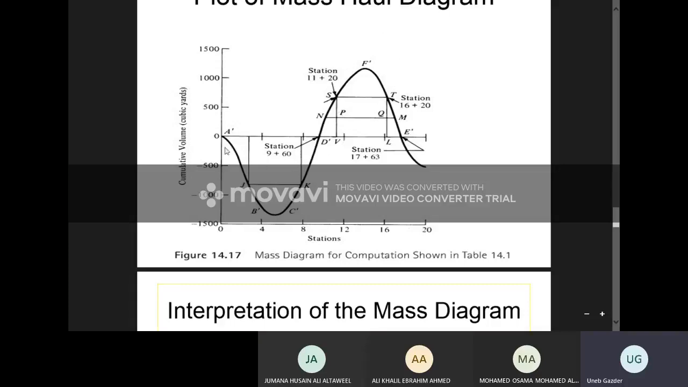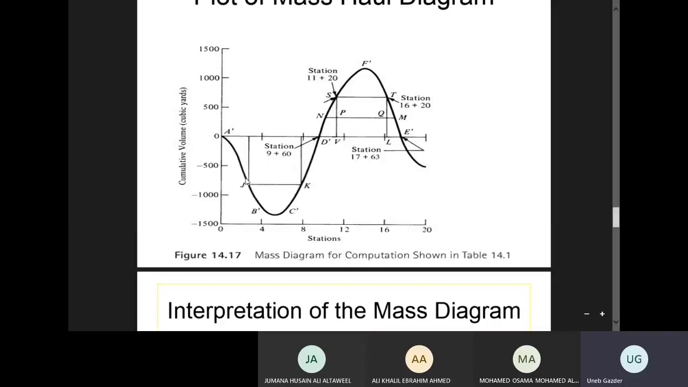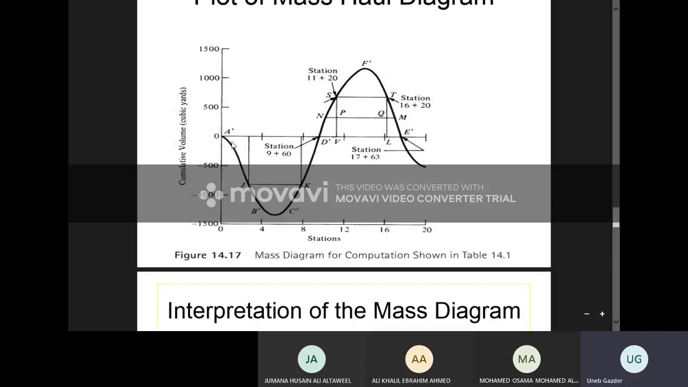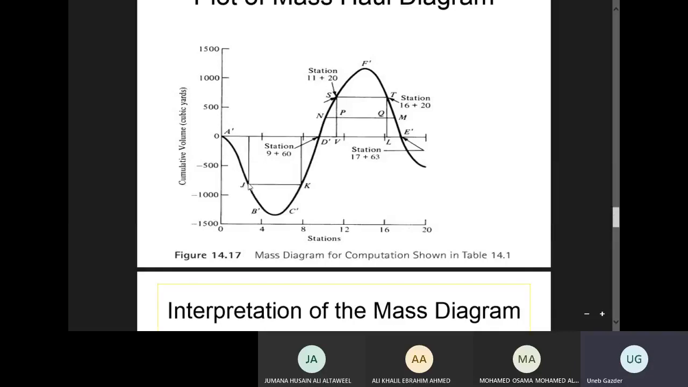Similarly, if the diagram is going downward, that means you are adding fill. The fill sections are coming. Fill sections are negative, so when you add negative quantities, you will go down. So when the slope of the diagram is downwards, the fill sections are coming. When the slope of the diagram is going upward, that means the cut sections are coming.